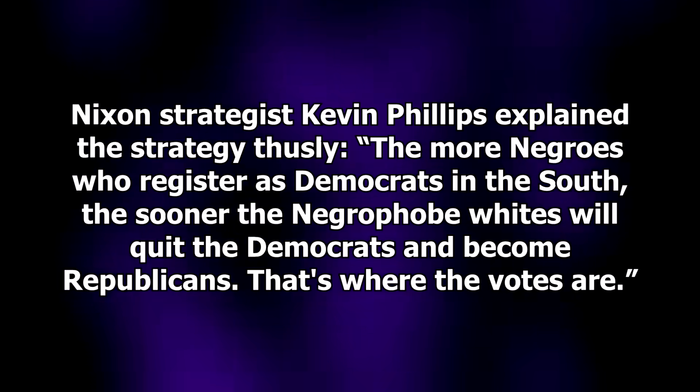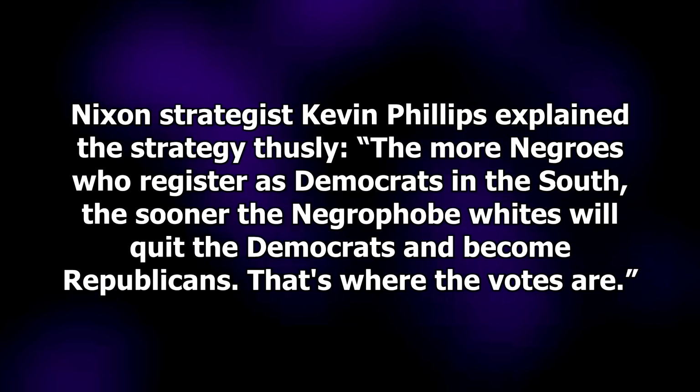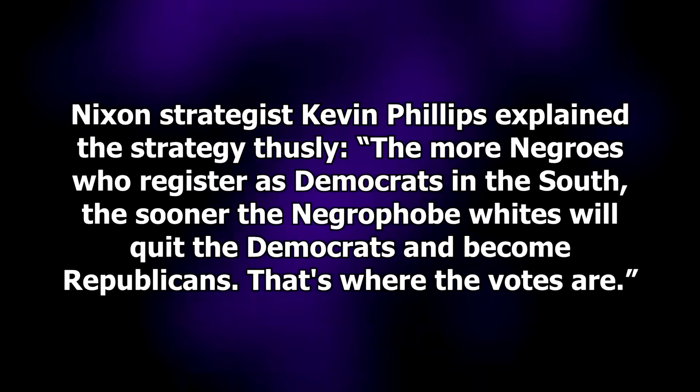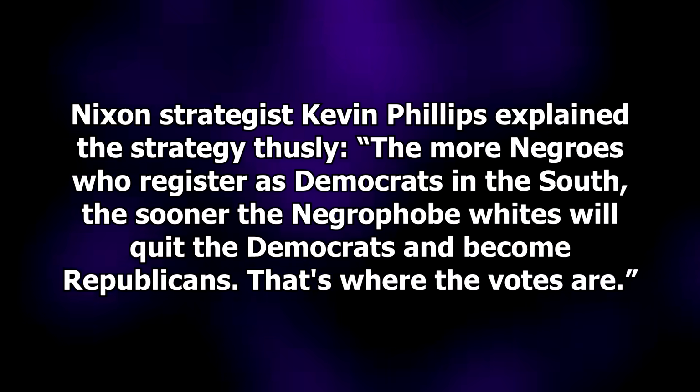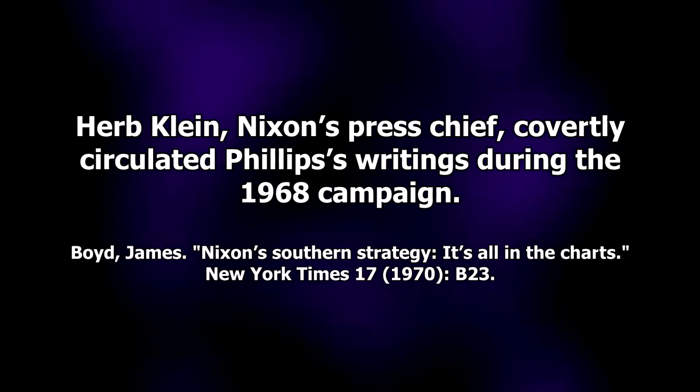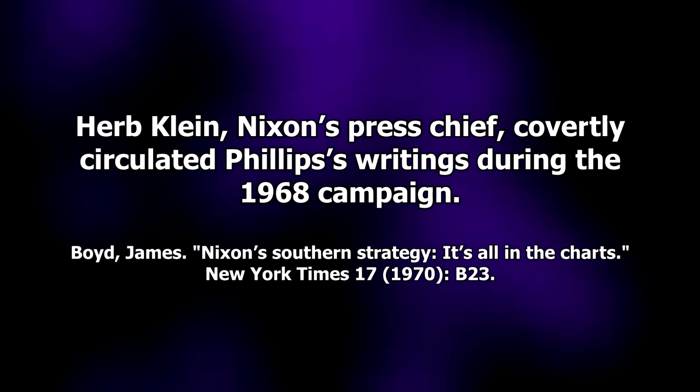Nixon strategist Kevin Phillips explained the strategy thusly. "The more Negroes who register as Democrats in the South, the sooner the negrophobe whites will quit the Democrats and become Republicans. That's where the votes are." Herb Klein, Nixon's press chief, covertly circulated Phillips's writings during the 1968 campaign.